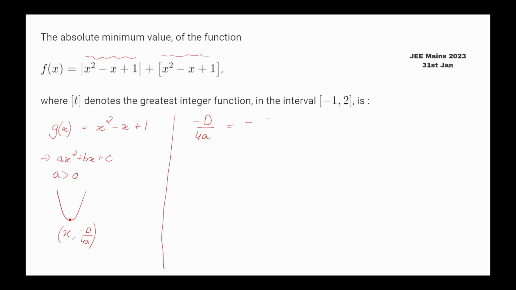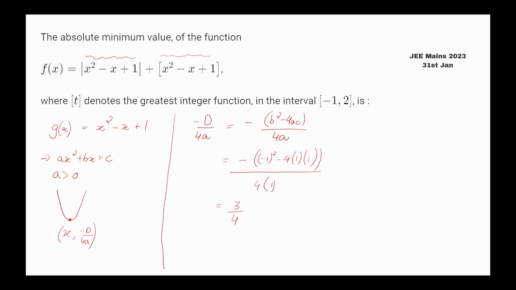So what is my d? D used to be b square minus 4ac upon 4a. So let me find out this value. What is my b here? B is basically minus 1, minus 4 times of a into c, upon 4 into 1. So from here, what am I going to get my value as? This would become 3 by 4. That means the minimum value of this function x square minus x plus 1 is 3 by 4.